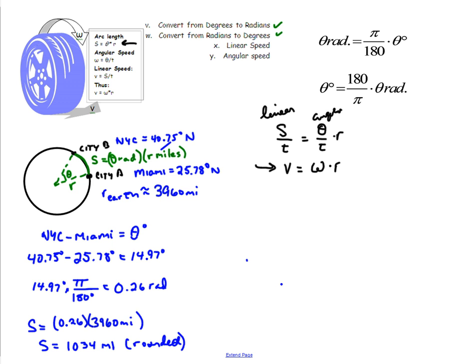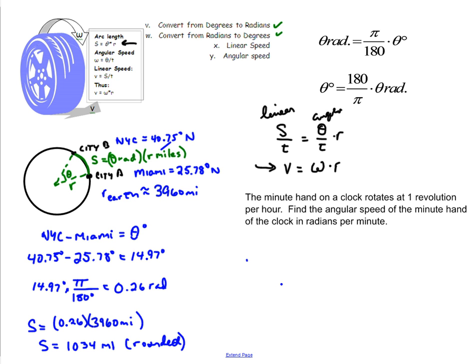So, as an example, how does this work out? Let's say we're told that the minute hand on the clock rotates at 1 revolution per hour. We want to find the angular speed of the minute hand of the clock in radians per minute. So what will we have to do? First things first, we want to get revolutions per minute, because we're saying per hour right here, but we want radians per minute. So we need to make sure that our units are all alike.